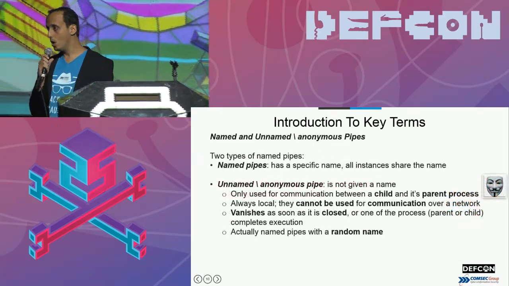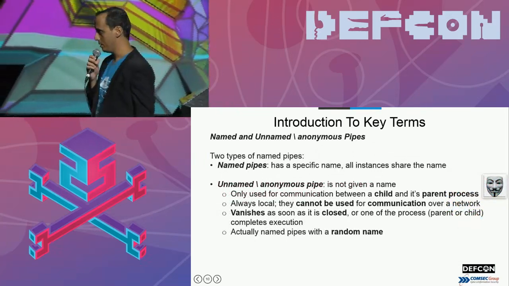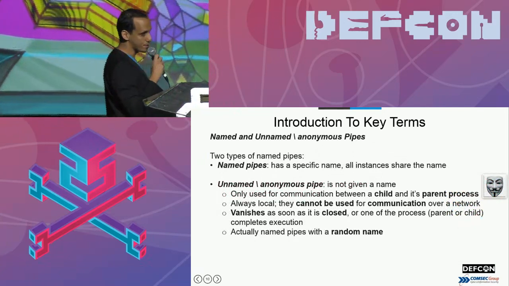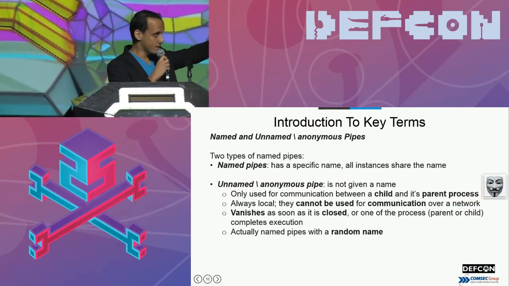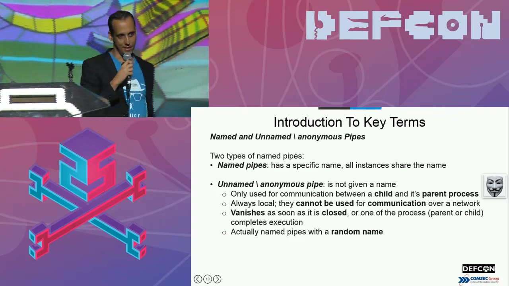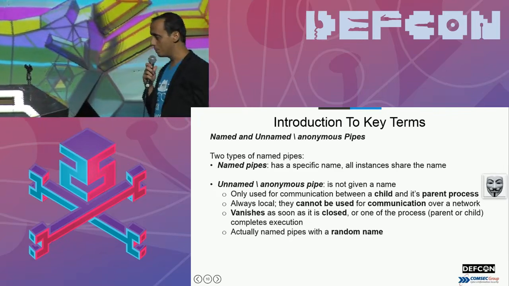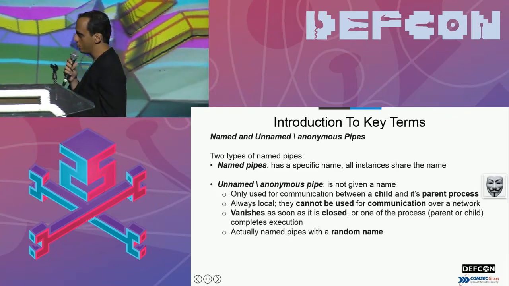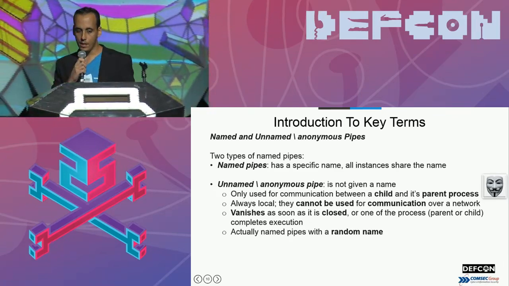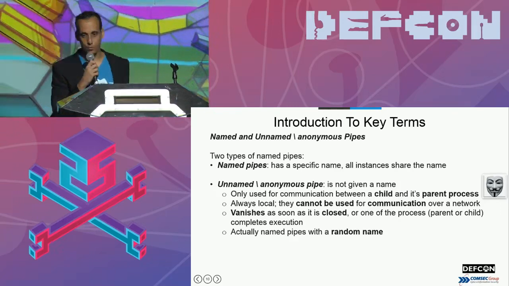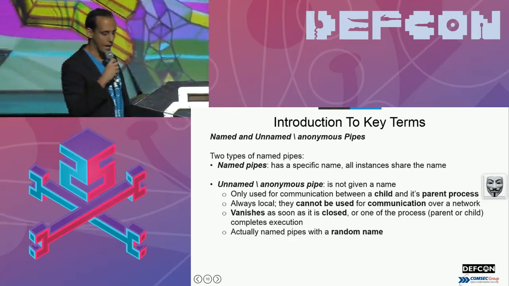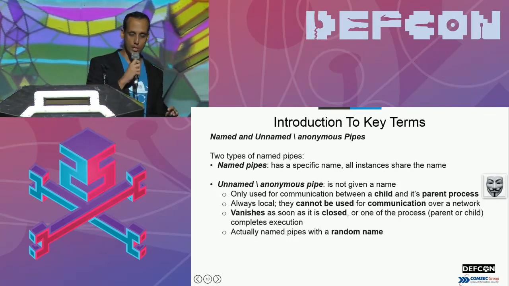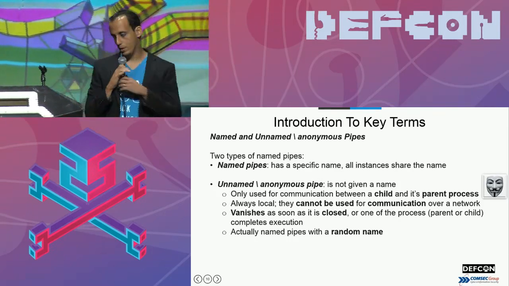But there are actually two kinds of named pipes, not only the regular named pipes. You also have unnamed pipes or anonymous pipes, not the famous Anonymous that you see on the right, but a named pipe with a random name. This named pipe is used only between a parent process and each child process, and it cannot be used for communication over the network, and this is why I haven't focused on it during my research, because I wanted to see which named pipes can be connected remotely.